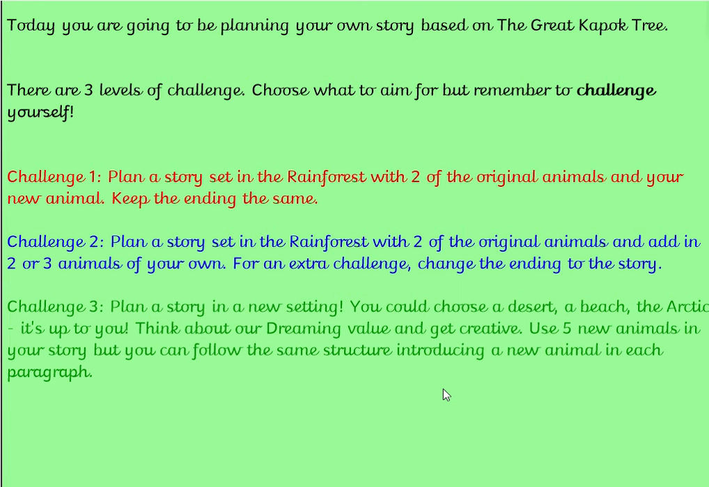And then finally, we know that we've got some writers who really want to get creative and don't want to stick to a particular structure. For those children, if you want to, you can plan a story in a brand new setting. So you could choose a desert or a beach or the Arctic. It's up to you. Try to get creative and think about what animals you would find in that particular setting. Use 5 brand new animals in your story. You can still follow the same structure.